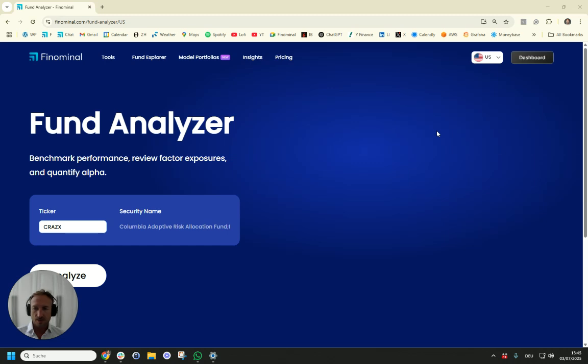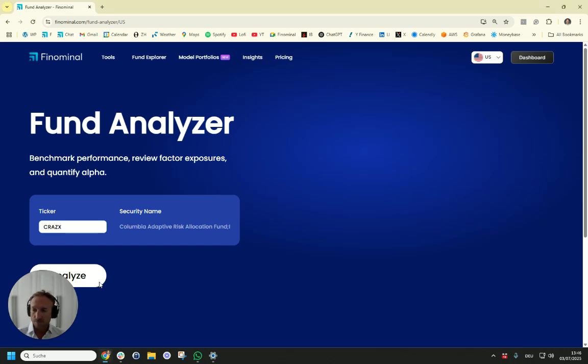Today we're going to look at Colombia's Adaptive Risk Allocation Fund, which trades on the ticker CRAZX. Now, Colombia's approach is basically a risk-based asset allocation strategy where they allocate to diverse asset classes across the globe and try to generate attractive risk-adjusted returns, i.e. a high Sharpe ratio. The fund manages close to $2.5 billion, and this share class charges around 76 basis points.